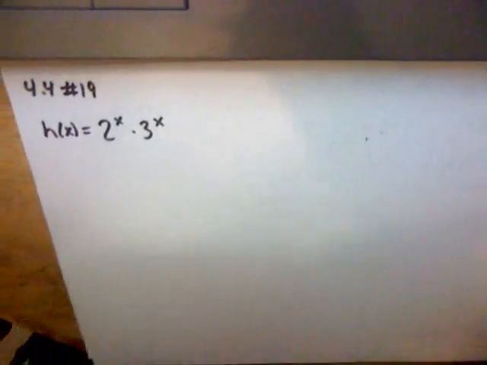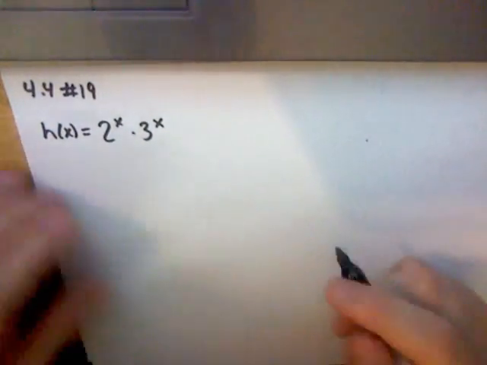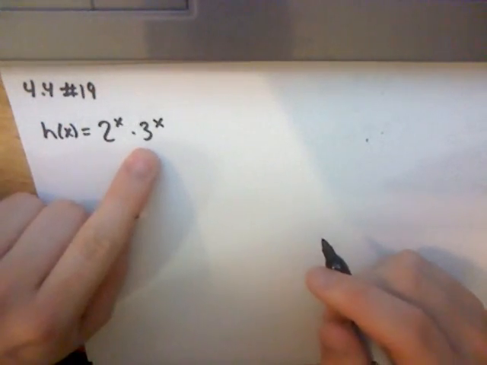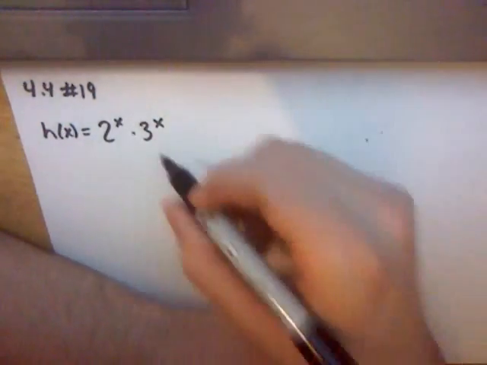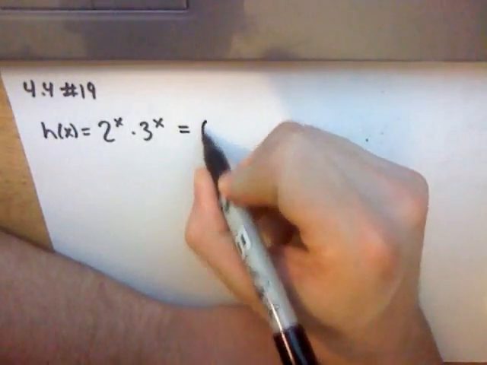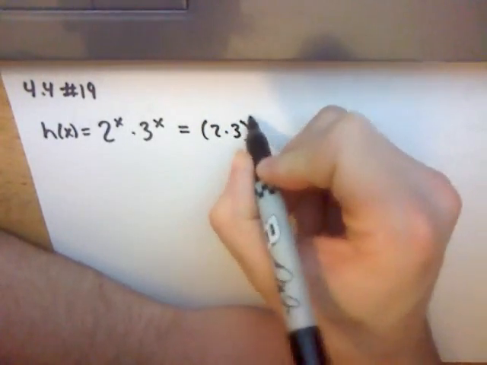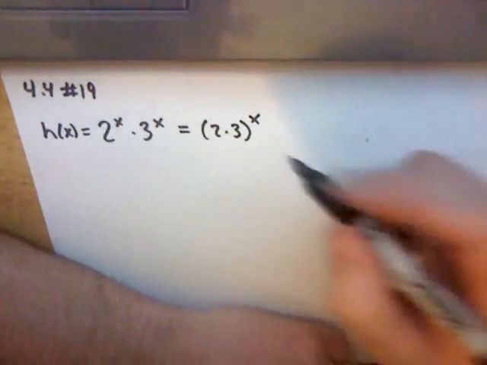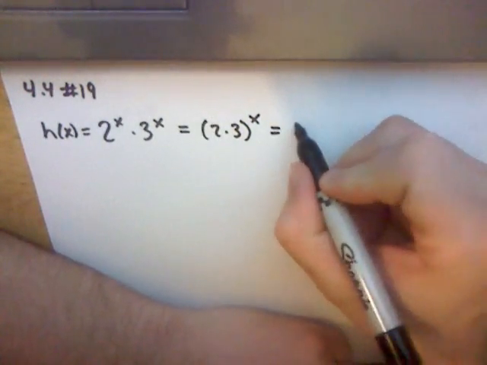Now we are going to do 4.4, number 19. h of x is equal to 2 to the exponent of x times 3 to the exponent of x. And just by exponent rules, we know that this is 2 times 3 to the x, because exponents distribute over multiplication, which is equal to 6 to the x.